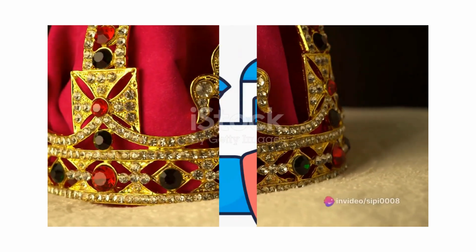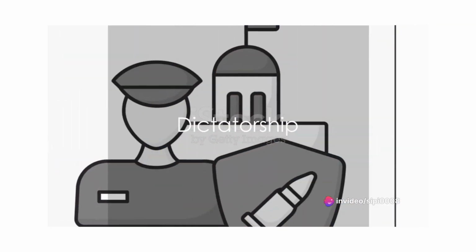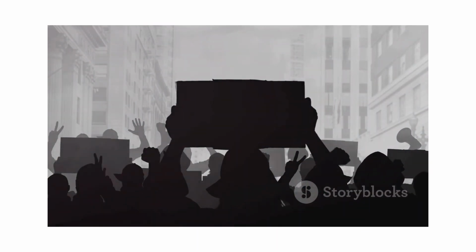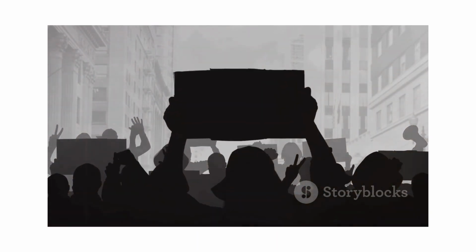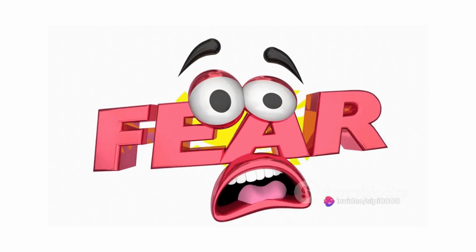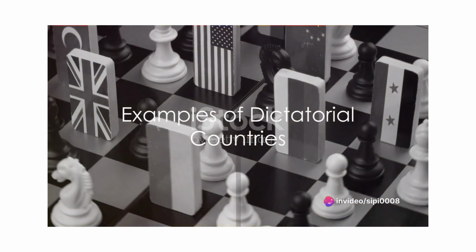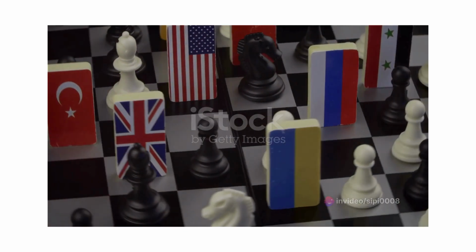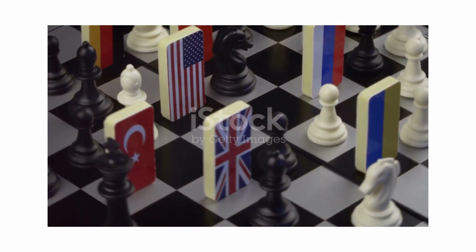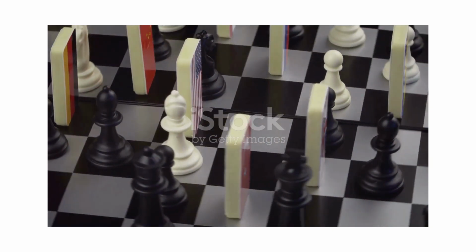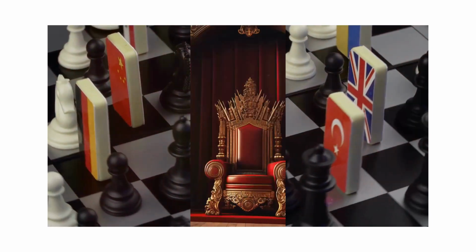Dictatorship, a rule of unrestrained power. A dictatorship is a form of government where a single ruler or a small group of rulers holds absolute power. Dictators typically come to power through force or coercion, and they often use repression and intimidation to maintain their grip on power. Examples of dictatorial countries include North Korea, Syria, Cuba, Venezuela, Belarus, Eritrea, Turkmenistan, Saudi Arabia, United Arab Emirates.